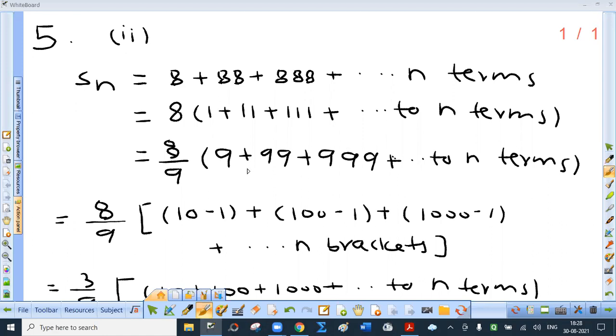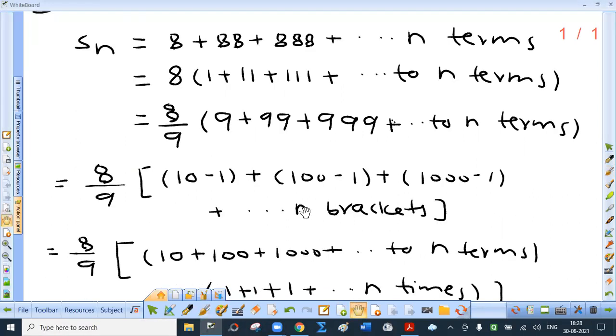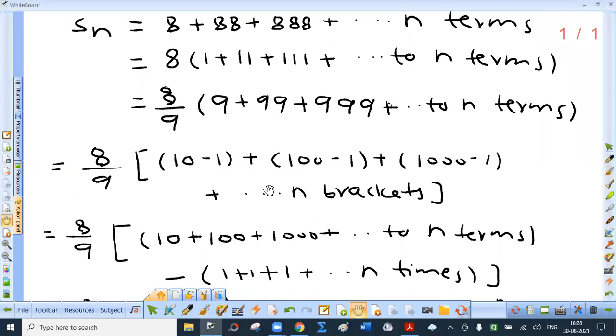Again, these terms are neither in AP nor in GP. So 9 is to be written as 10 minus 1. Why? Then only we get the answer. 99 is 100 minus 1, 999 is 1000 minus 1, and so on. Now we make two brackets. In the first bracket we write 10 plus 100 plus 1000 to n terms. Take minus common, so 1 plus 1 plus 1, how many times? n times. Clearly, see the cursor. This is n. 10, 100, 1000 are in geometric progression with first term 10. The common ratio is also 10. So we can easily obtain this sum.